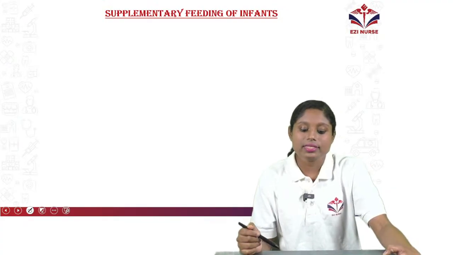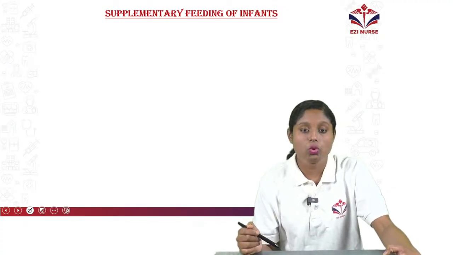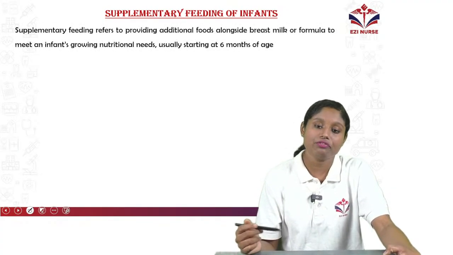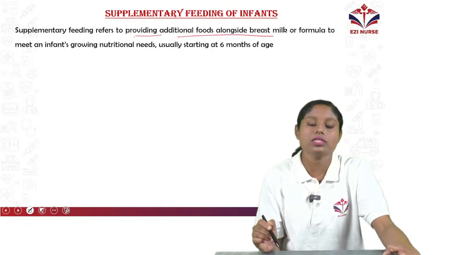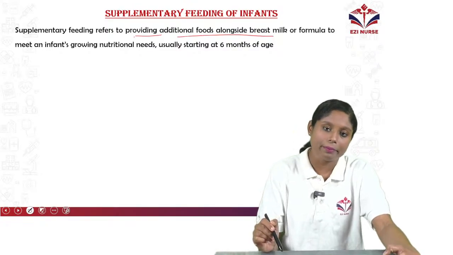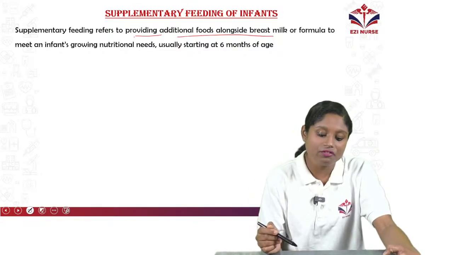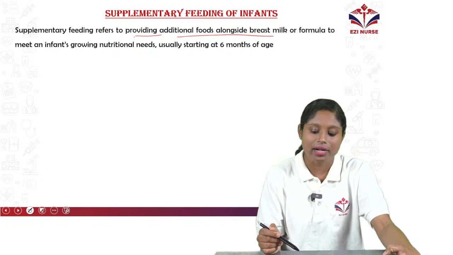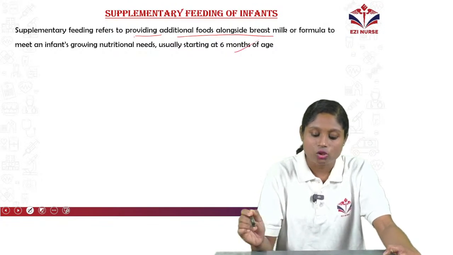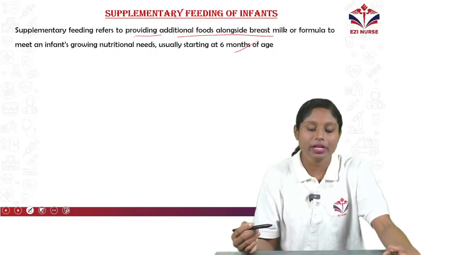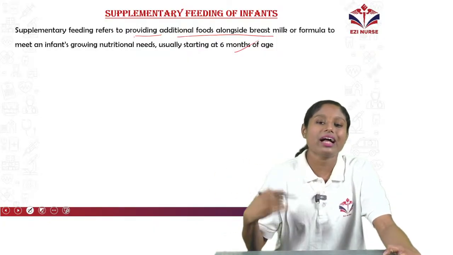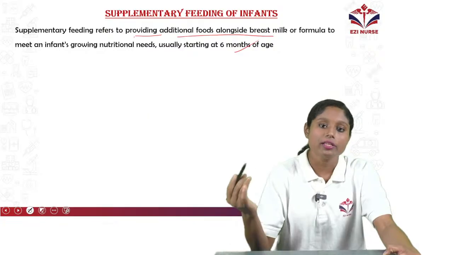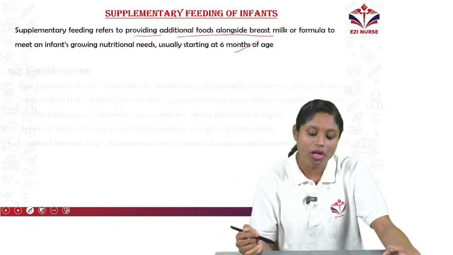So now we will see supplementary feeding of infants. What is supplementary feeding? Supplementary feeding refers to providing additional foods alongside the breast milk or formula to meet the infant's growing nutritional needs, usually starting at 6 months of age. So here, we continue the breast milk or the formula milk, and we introduce new food to the child. That is supplementary feeding.